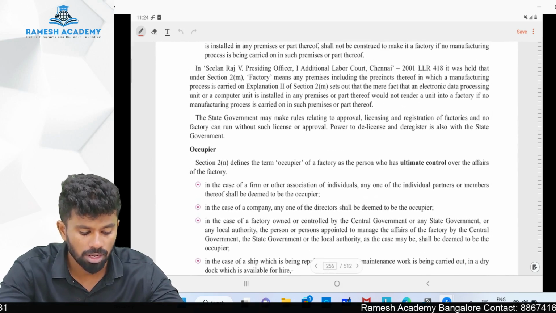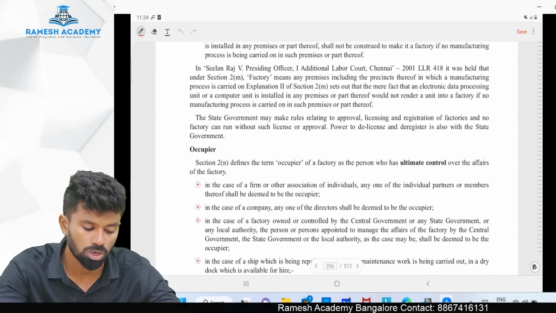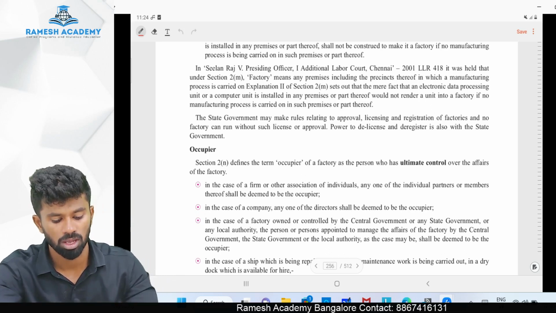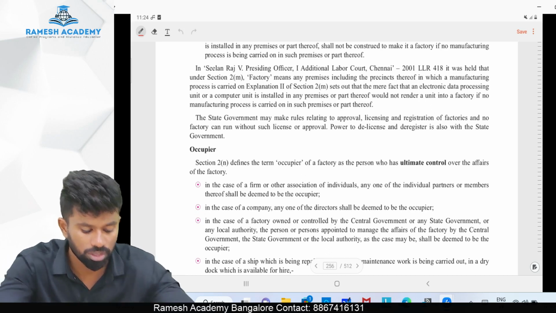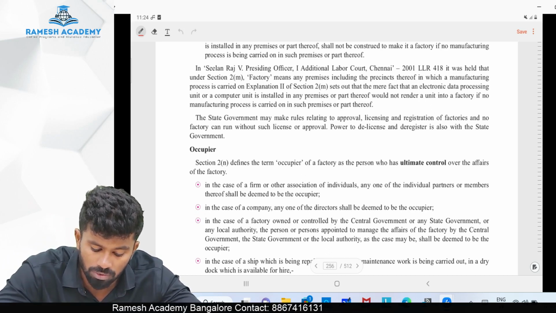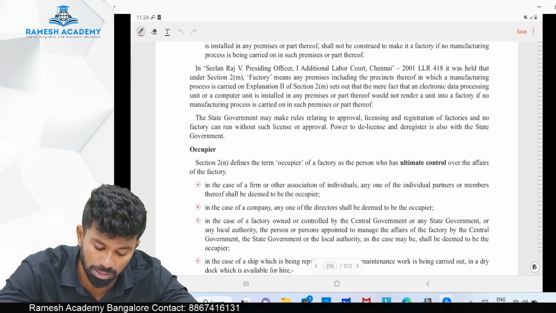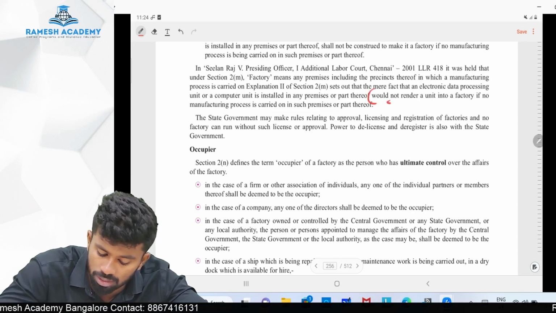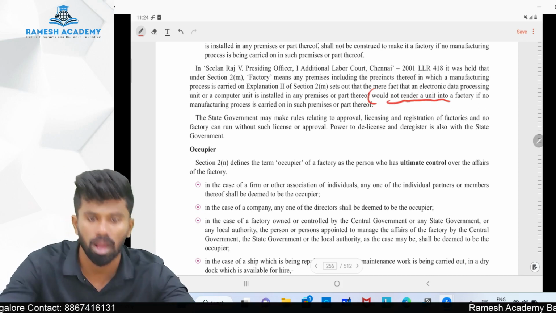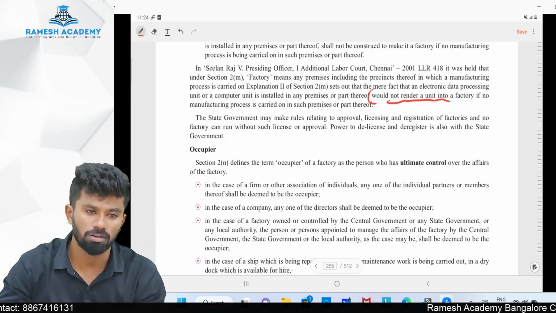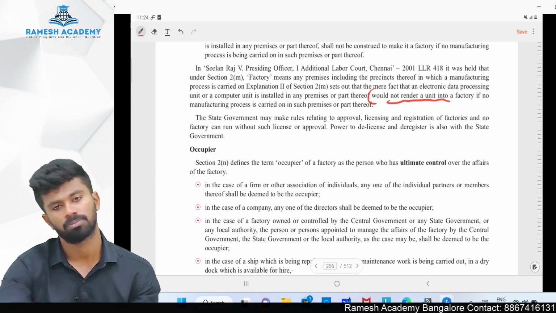In the Sealant versus Presiding Officer case, it was held that under Section 2 clause (m), factory means any premises including the precincts thereof in which a manufacturing process is carried out. It sets out that the mere fact that an electronic data processing unit or computer unit is installed in any premises or part thereof would not render a unit a factory if no manufacturing process is carried out. So having the number of workers as well as carrying out a manufacturing process with or without the aid of power, both are important.